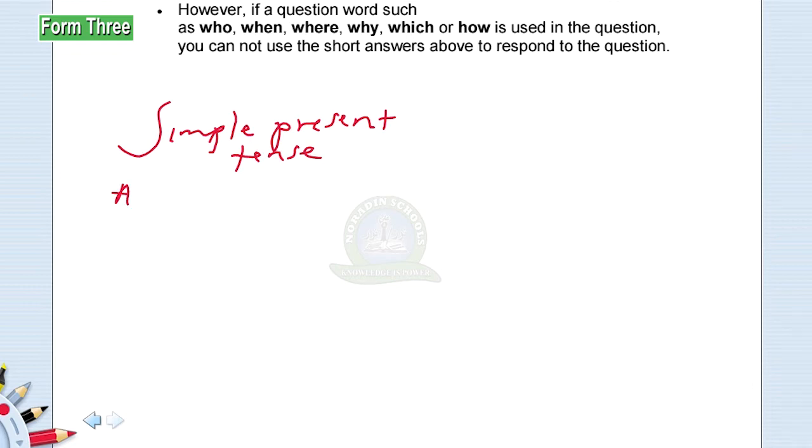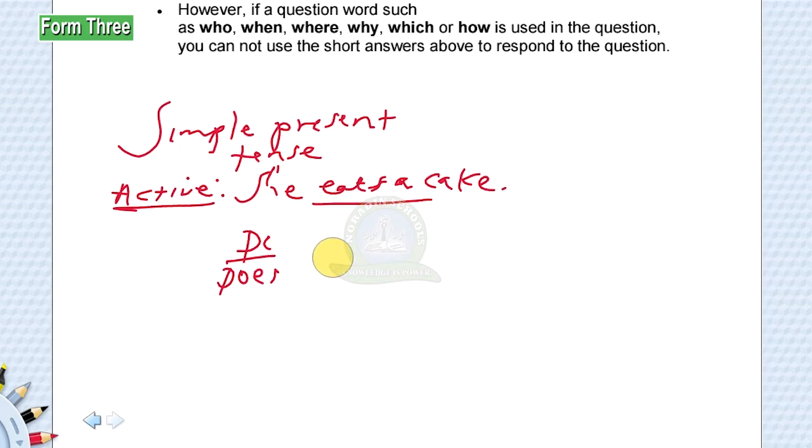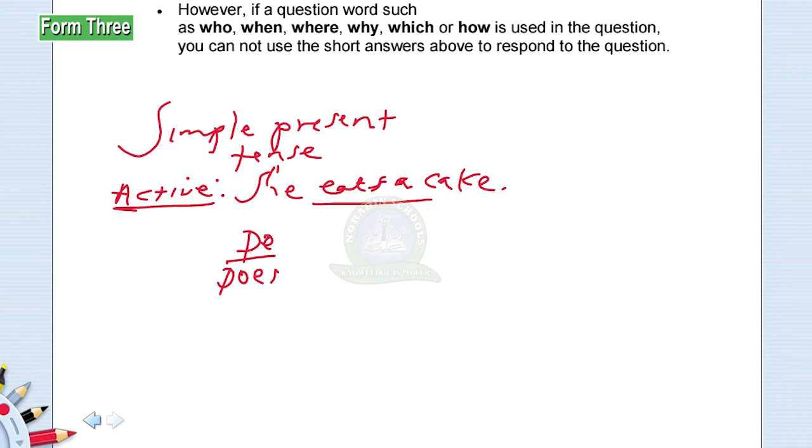Okay, when it's active, as I have taught you earlier, you say, for example, she eats a cake. A very simple example. In active, we have two auxiliary verbs, do and does. In passive, this do and does becomes am, is, and are.